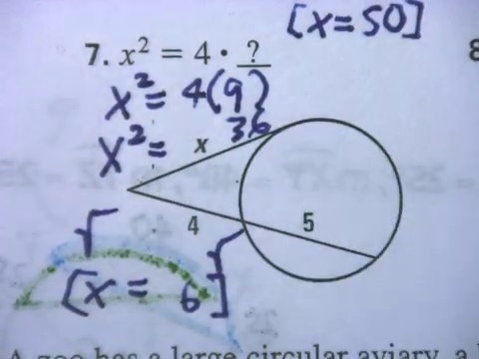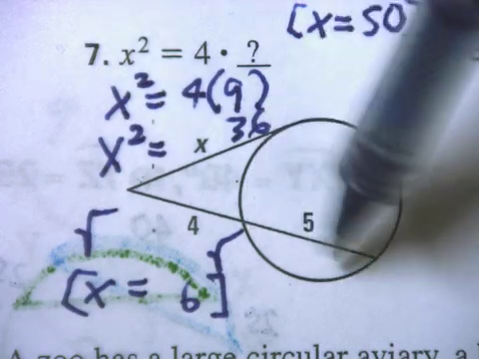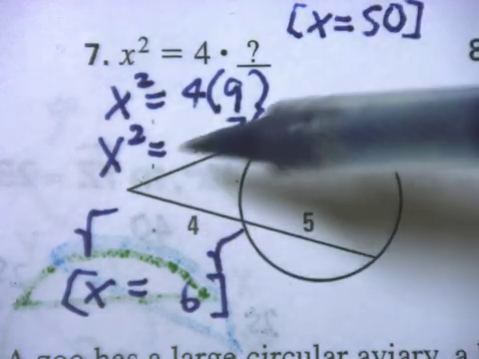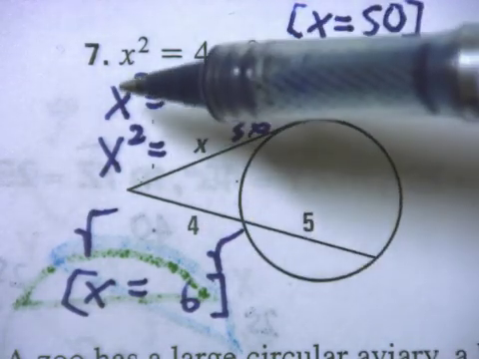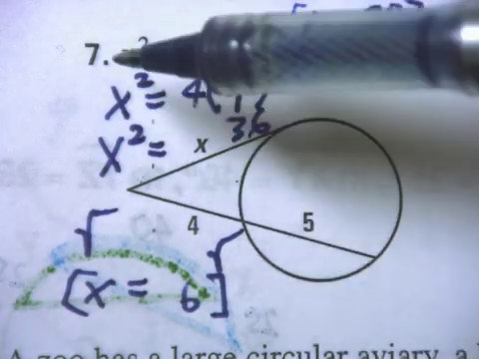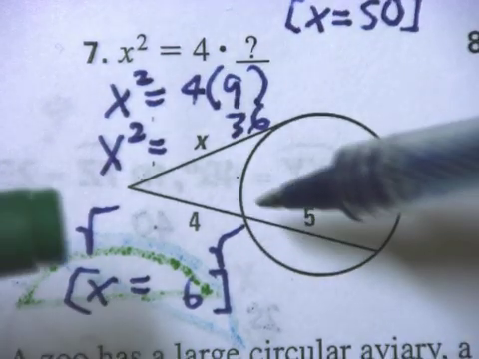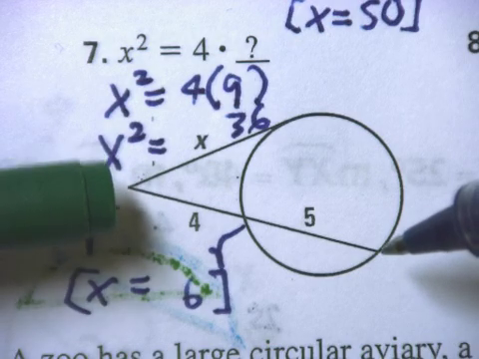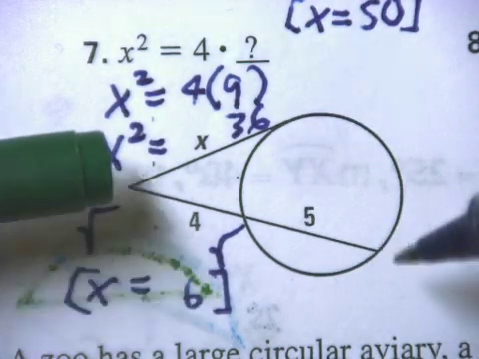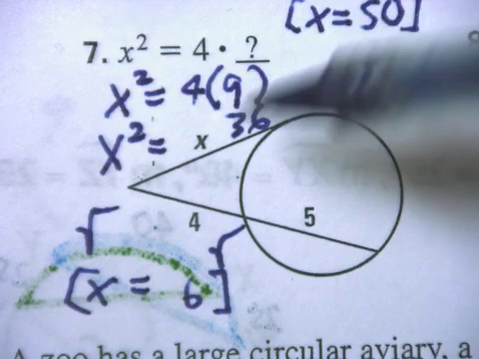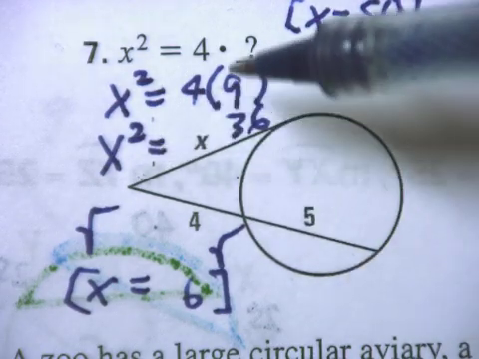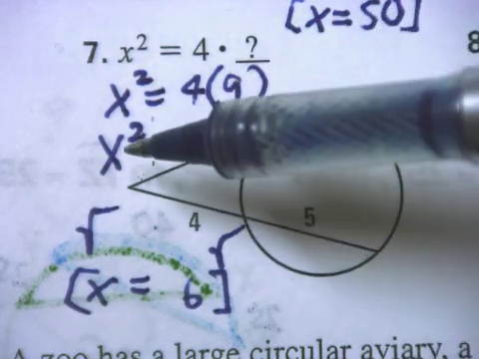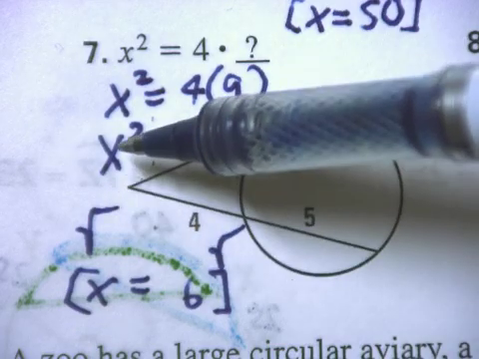Number 7, again, I have the same scenario. I have a tangent line, which is x units long. This is 4 and this is 8. I don't have anything to multiply my tangent line with, so I square it. It's going to be x squared. Over here, my outer portion is 4. The entire segment is 9. So it's going to be 4 times the whole thing, which is 9. So x squared is equal to 4 times 9. X squared, 4 times 9 is 36.